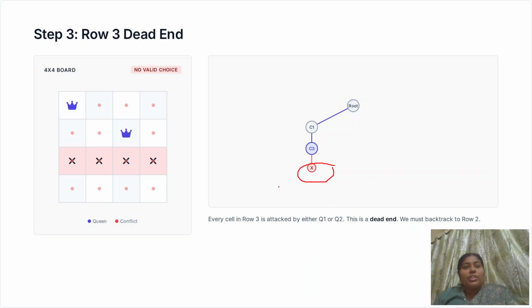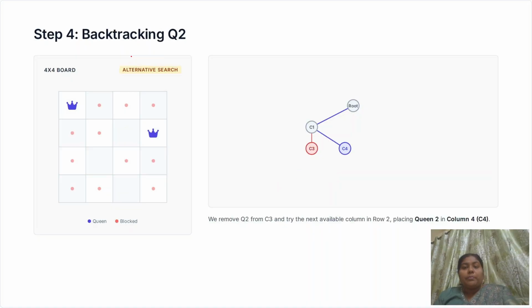I am going to change the position. This is called an invalid choice, so I change the position. What is the next position? Instead of placing the queen on the third column of the second row, I place the queen on the fourth column of the second row. So the choice is given as C4.